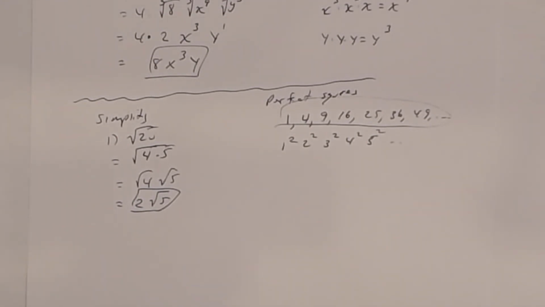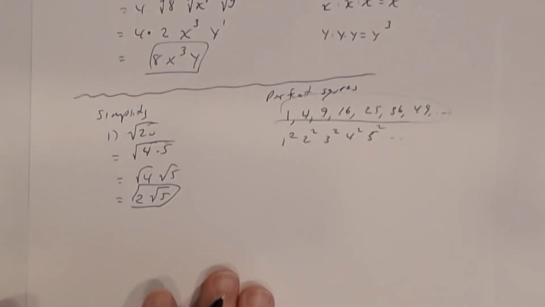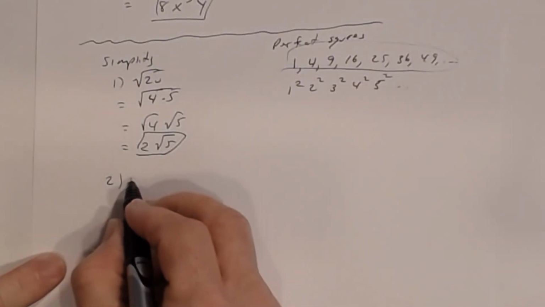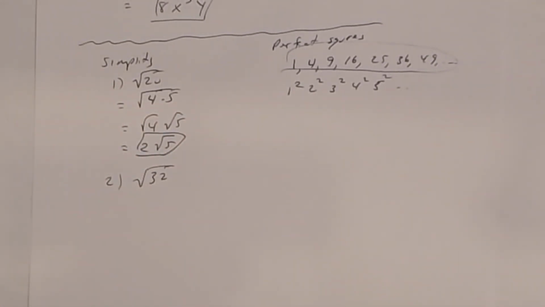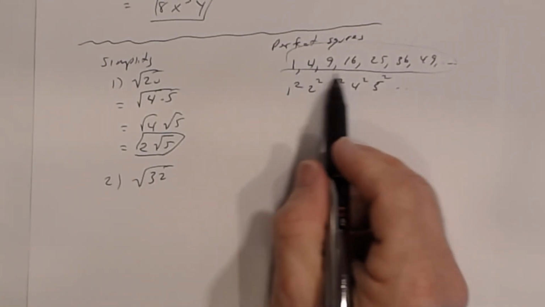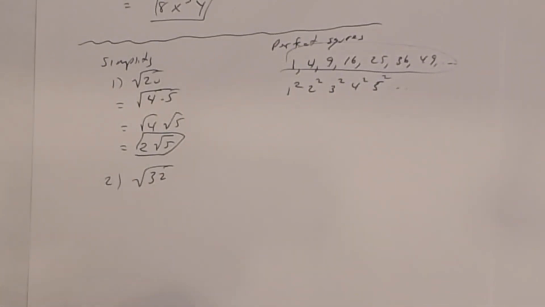Then let's look at another one. All right, so let's look at another one. So this is going to be number 2. Number 2, we have the square root of 32. All right. Now, I can simplify the square root of 32 because there is a perfect square other than 1 here that goes into 32.